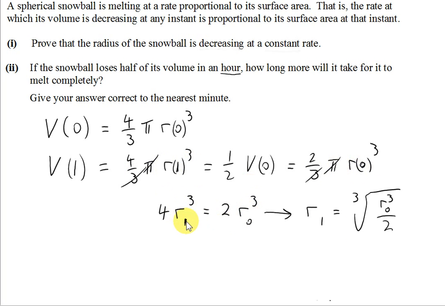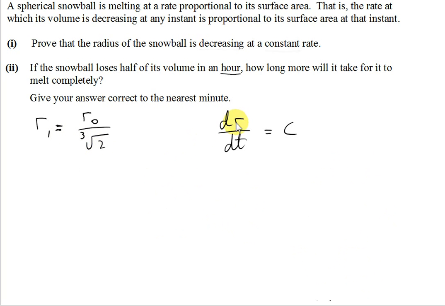So now at last we can get r1 in terms of r0. So I divide across by 4, we get r0 cubed over 2, take the cubed root. So we see that the radius after 1 hour is the initial radius, r0, whatever that is, divided by the cubed root of 2. Now it seems that we don't need to know what r0 is, it could be any value. The answer is independent of r0.